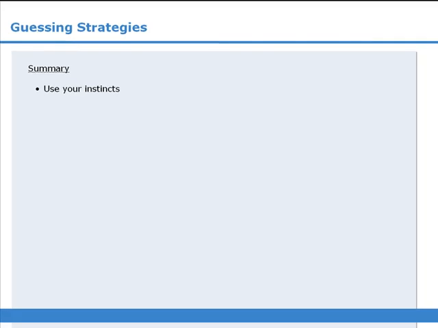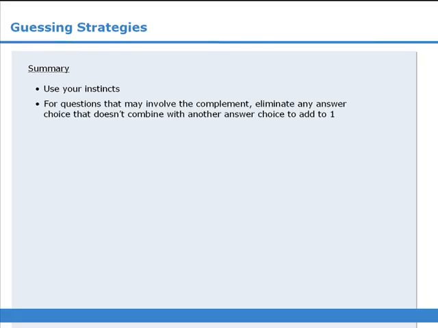As you have seen, you have some strategies to consider when you are forced to guess on a probability question. Use your instincts, and for questions that may involve the complement, eliminate any answer choice that does not combine with another answer choice to add to 1.